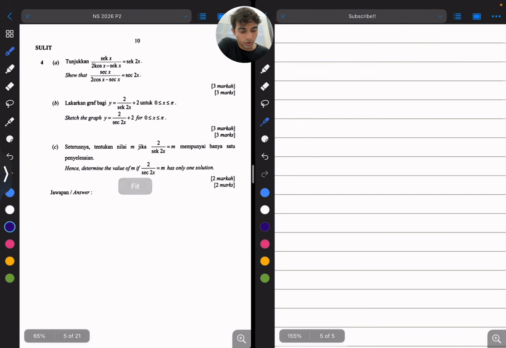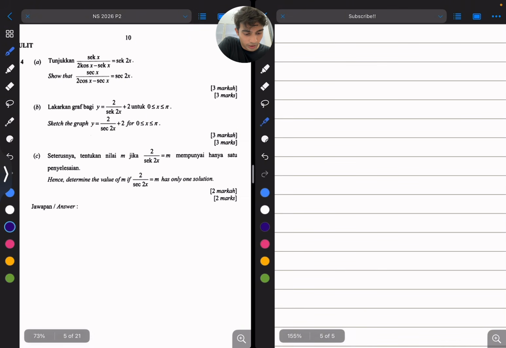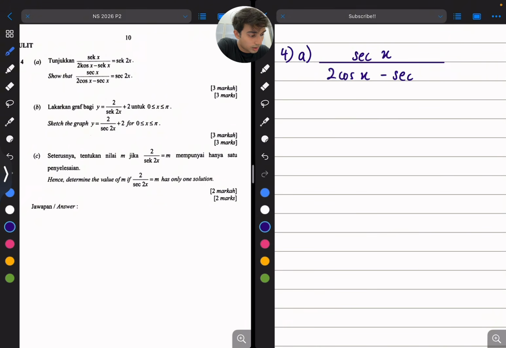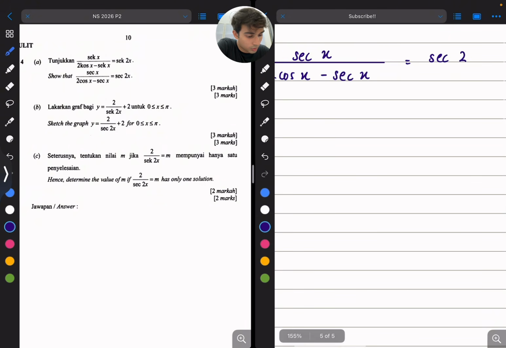Question 4. Show that this equals this. Okay, let's try. So for A, secant x over 2 cos x minus sec x equals sec 2x. Alright.